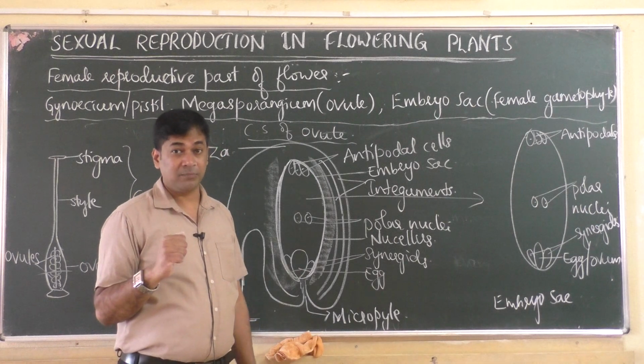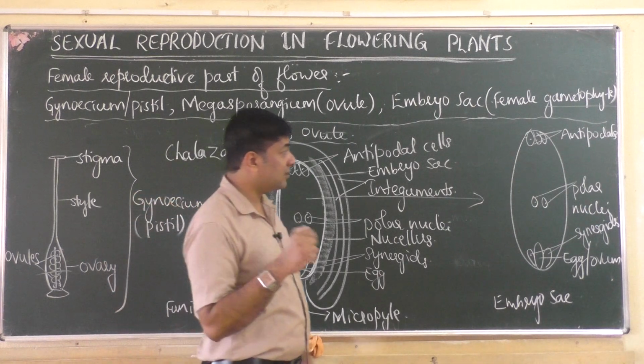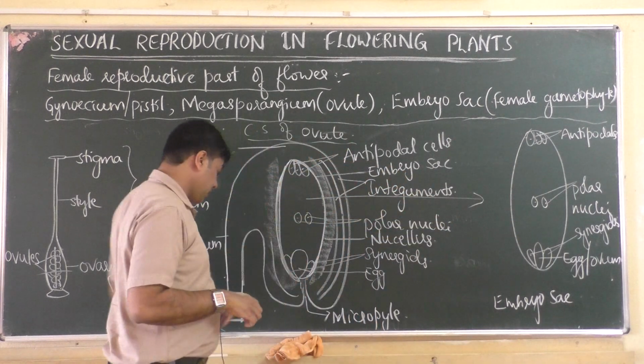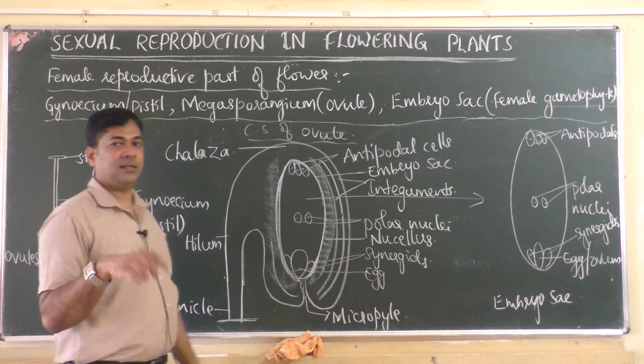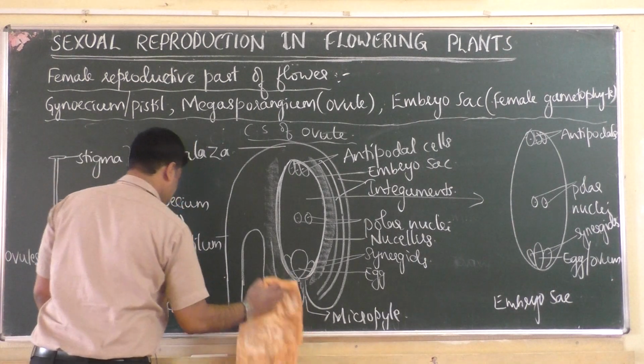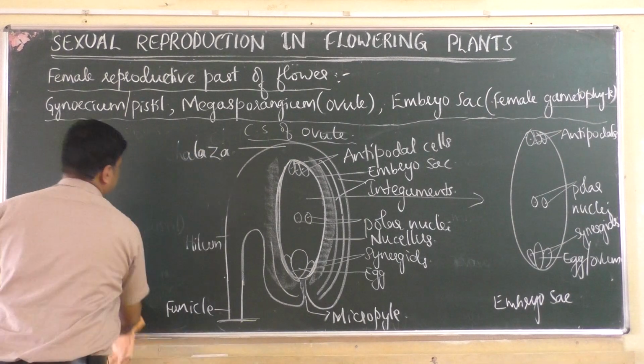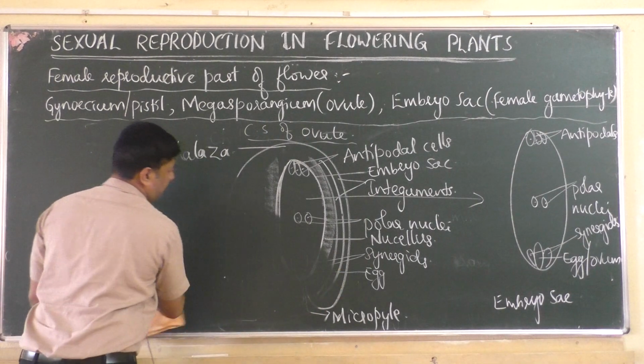Where does it occur? The megaspore will be produced inside the embryo sac. So we have to learn now gametogenesis in the female reproductive part of the flower, that is called megasporogenesis.